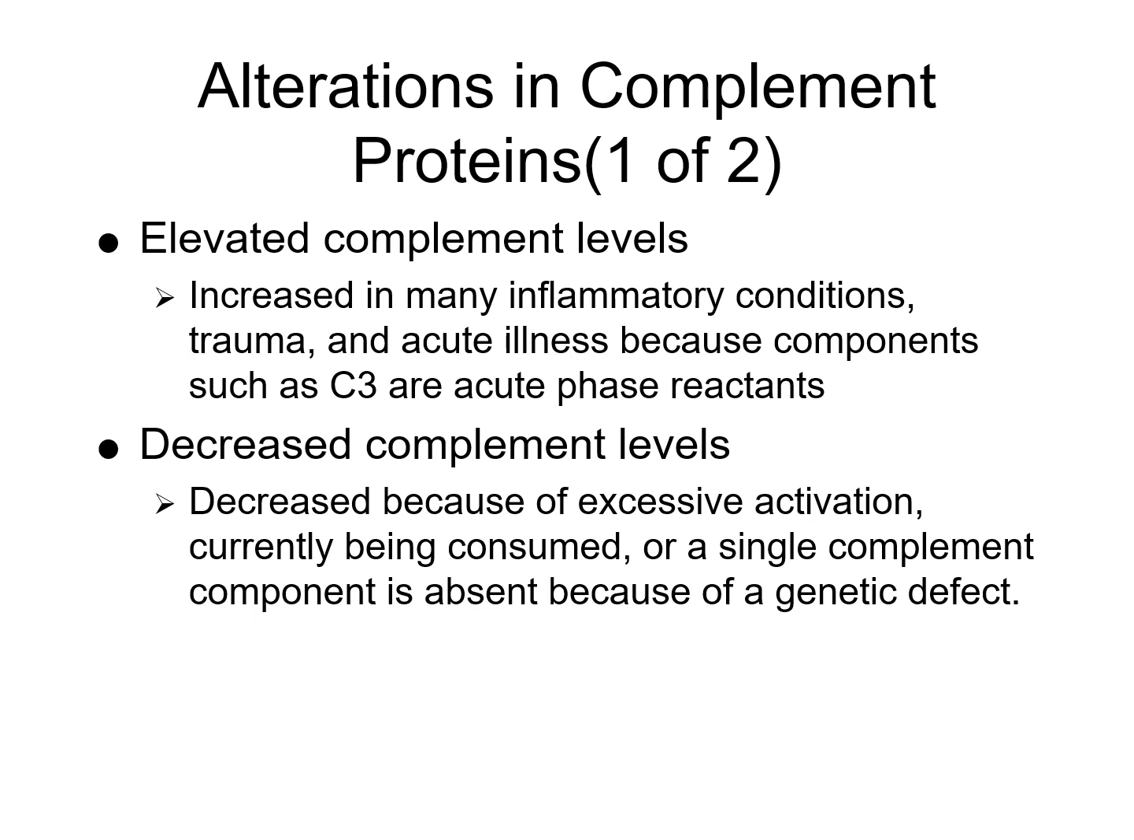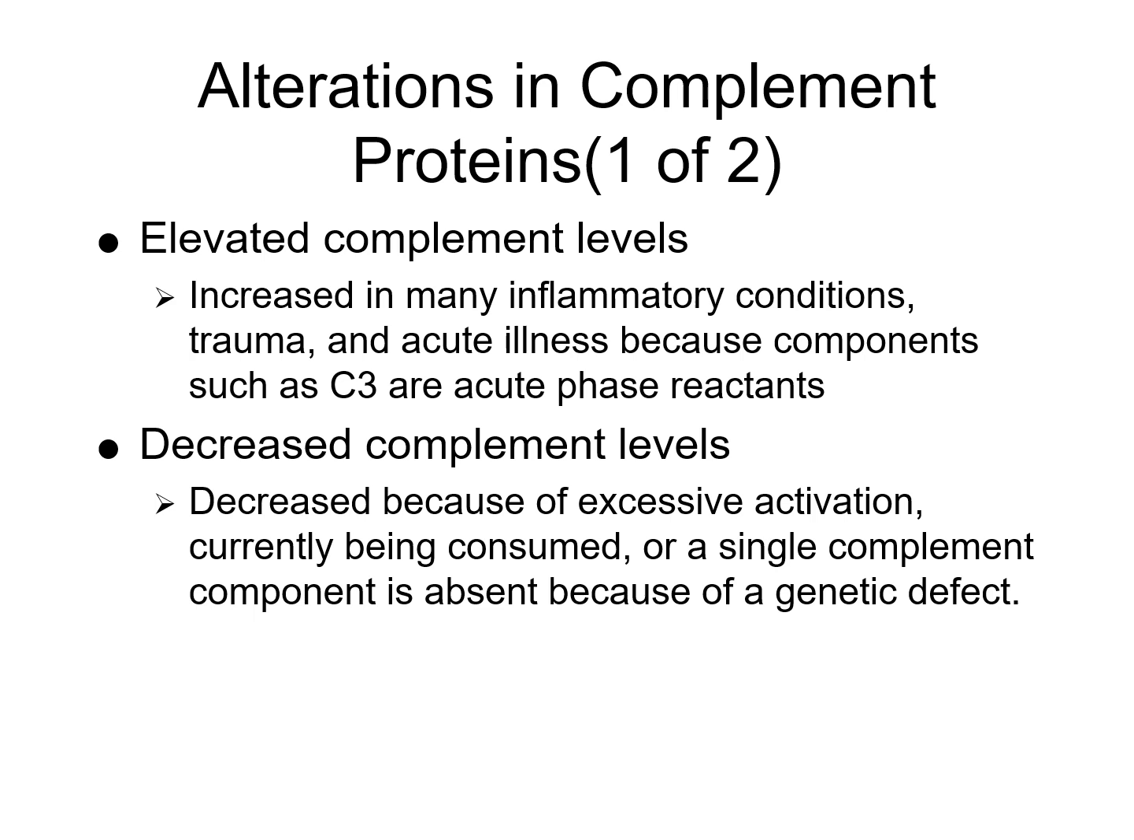So elevated complement levels can be caused by many inflammatory conditions like trauma and acute illness. The reason is that complement components such as C3 act as an acute phase reactant and increase during times of inflammation or trauma or stress or things like that.